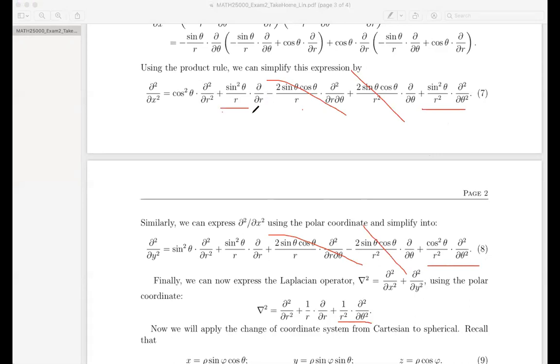And when you add these two up together, sorry, this should be cosine squared. Right, this is 1 over r. And finally, for partial squared over partial r squared, it becomes 1. Okay, so that's how you come up with the Laplacian for the polar coordinates.